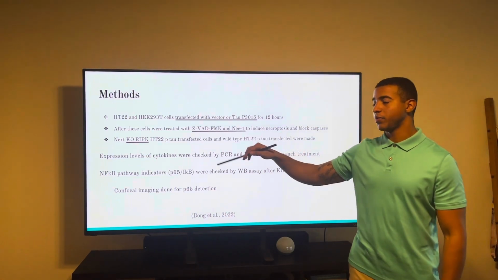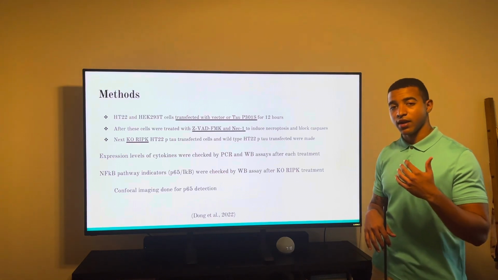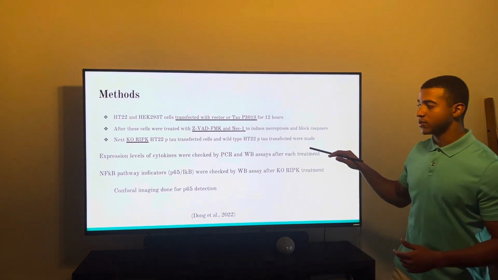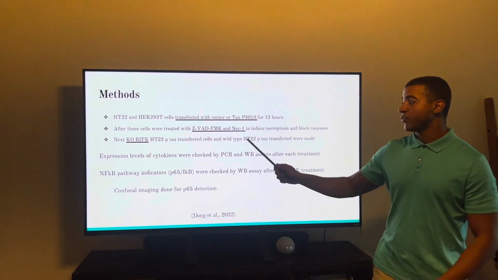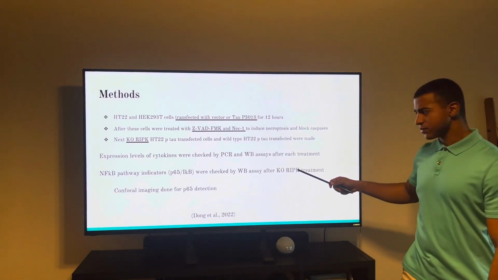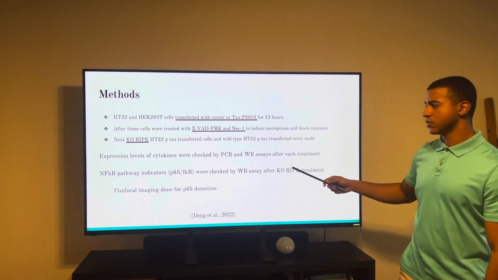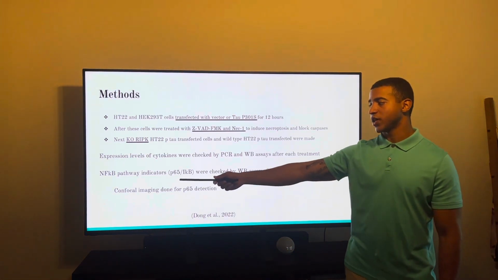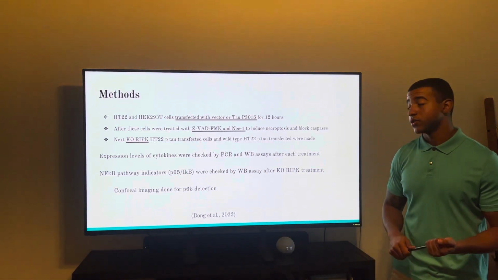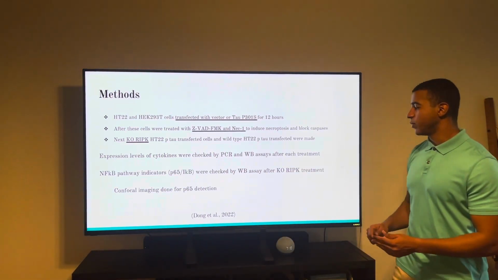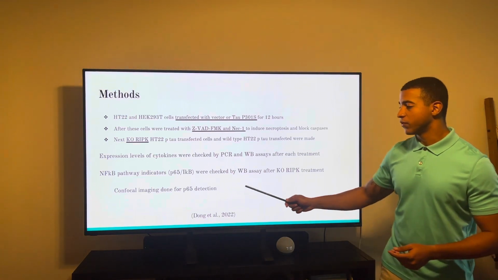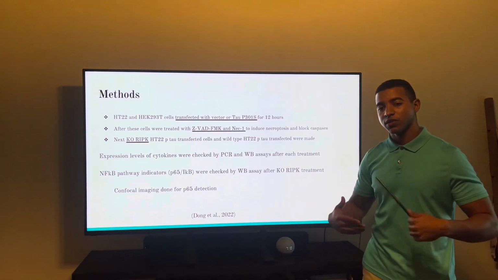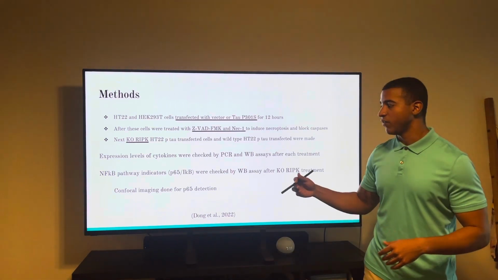And then lastly, they had either a knockout group for the RIPK pathway, or they had a wild type for that pathway. After each treatment, they checked the expression levels of cytokines through PCR and Western blots. And then after the last treatment, they also checked for NFκB pathway indicators like P65 with a Western blot and other things in confocal imaging to see if the NFκB pathway, which causes inflammation to occur, was turning on or not.